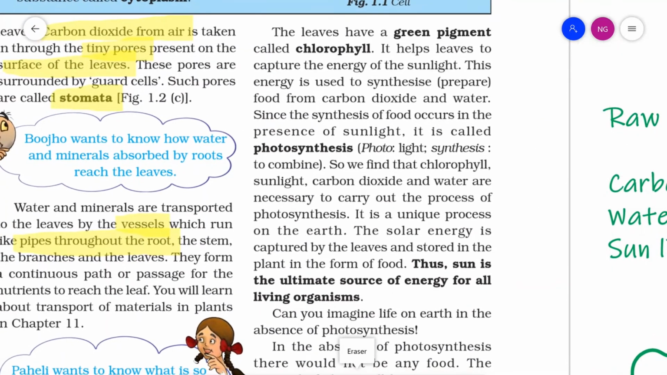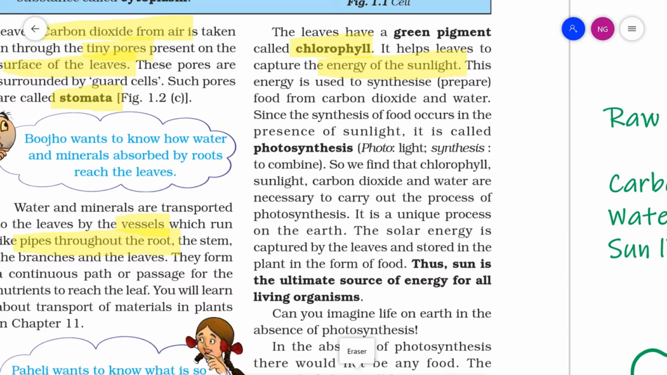Let's move on. The leaves have green pigment called chlorophyll. Chlorophyll helps to capture energy from the sunlight. So these chlorophyll are present only in plants. Hence, humans cannot prepare their own food because chlorophyll is the only component which can absorb energy from the sunlight.